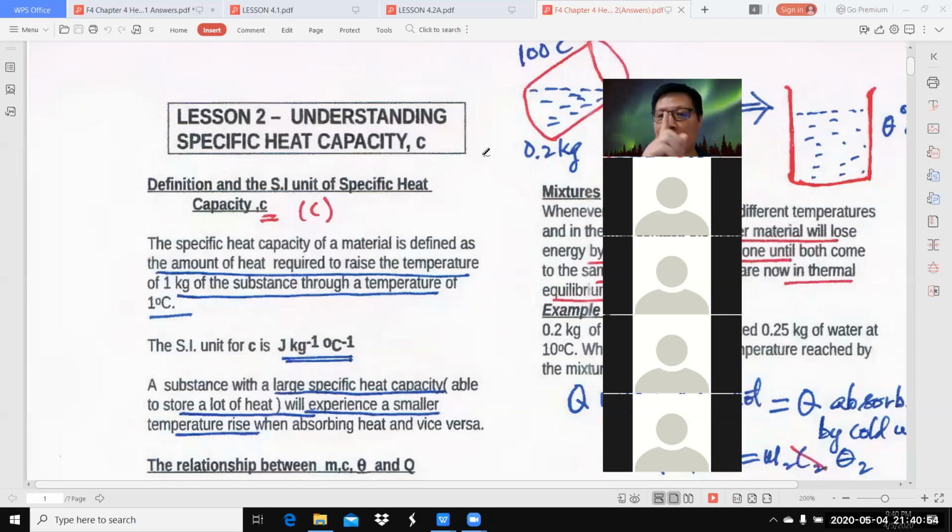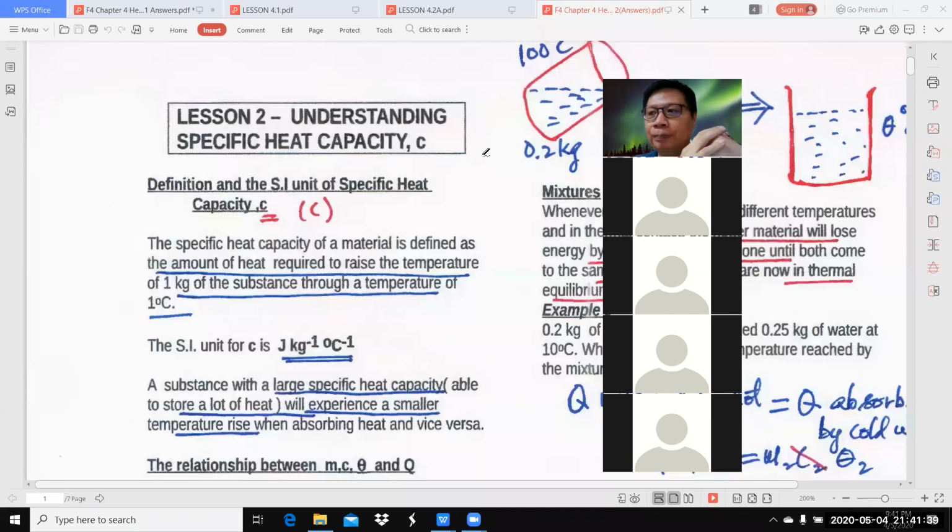You remember, no? Must be 1 kilo, 1 degree, because it's specific. Specific to 1 kilo, 1 degree. So how much energy is needed to make 1 kilogram of a thing go up by 1 degree? That amount of heat is called specific heat capacity. Why specific? Because specific to 1 kilo, 1 degree. That's why you call it specific heat capacity. The reason you learn all these things is important, because different materials give different values of specific heat capacity.